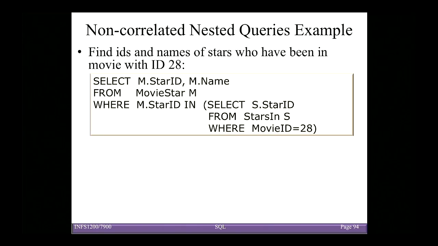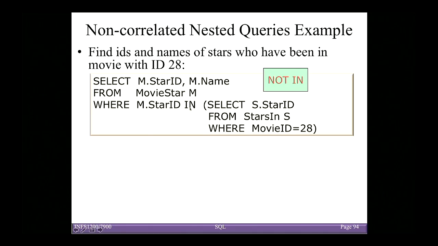Let's see an example. So this is the example we have. Let's say you want to find IDs and names of stars who've been in movie with ID 28. I can write a query that says select star IDs from star in where movie ID is 28. So that is going to give me the star IDs of those that have been in movie 28. And then I'm going to have an outer query that is going to look and find those that are inside this set of values.